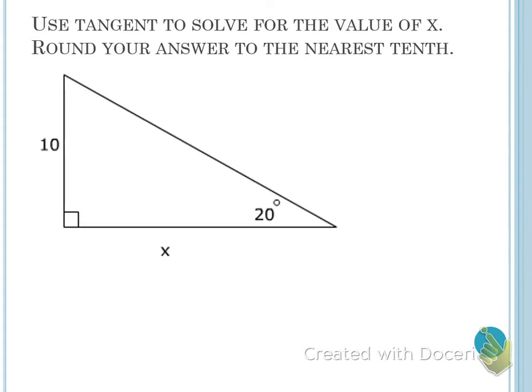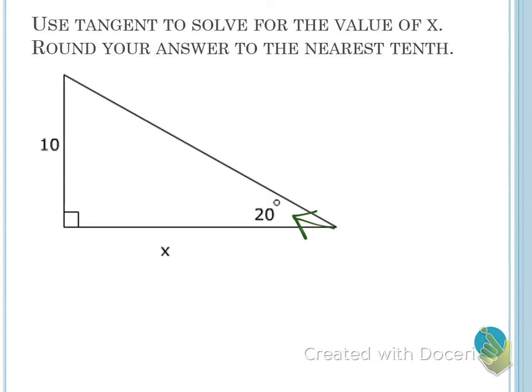We're also going to review what we did yesterday. We're going to use tangent to solve for the value of x. Why can I not use the Pythagorean theorem on this problem? Because I have one side and an angle. Can I plug an angle into the Pythagorean theorem? No. So I know it says tangent, but you still want to label the sides from the angle you're given.